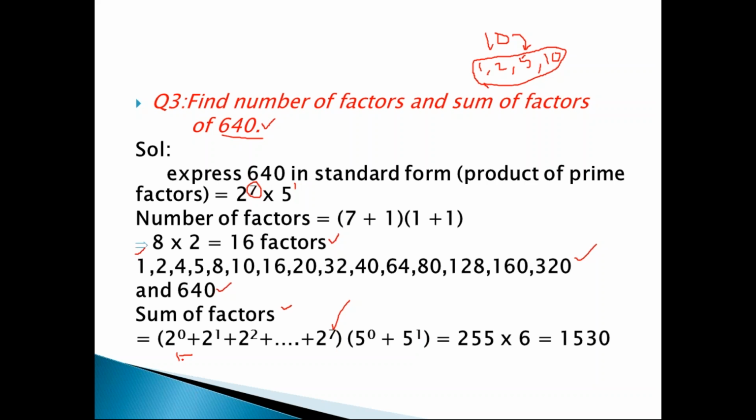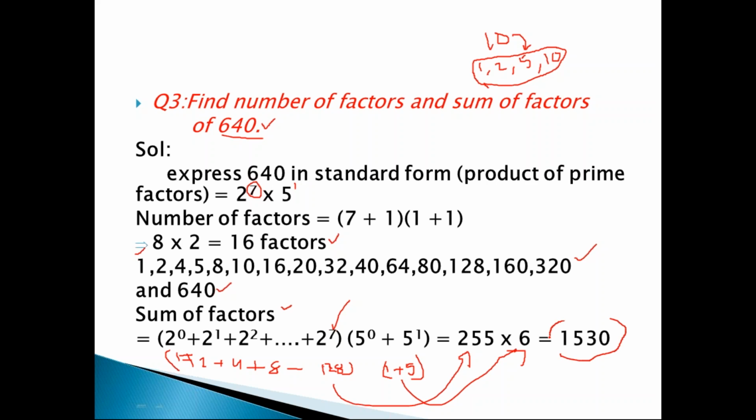2 power of 0 is 1, 2 power of 1 is 2, 2 square is 4, 2 cube is 8, like that, 2 power of 7 is 128. And here the sum of these numbers is 255, and 5 power of 0 is 1 and 5 power of 1 is 5, so the sum is 6. Then 255 into 6 is 1530. Then the sum of the factors of 640 is 1530.